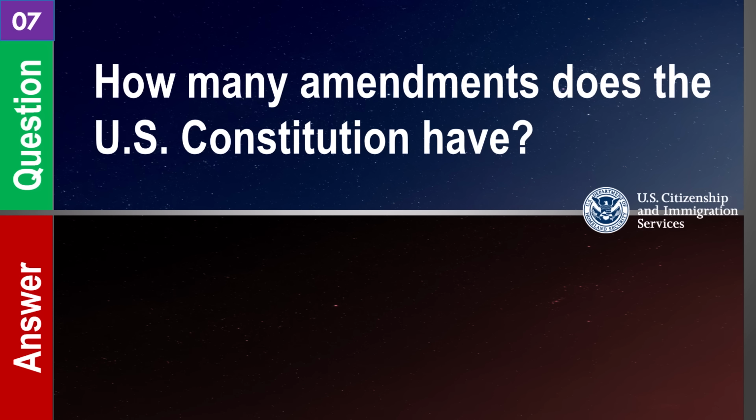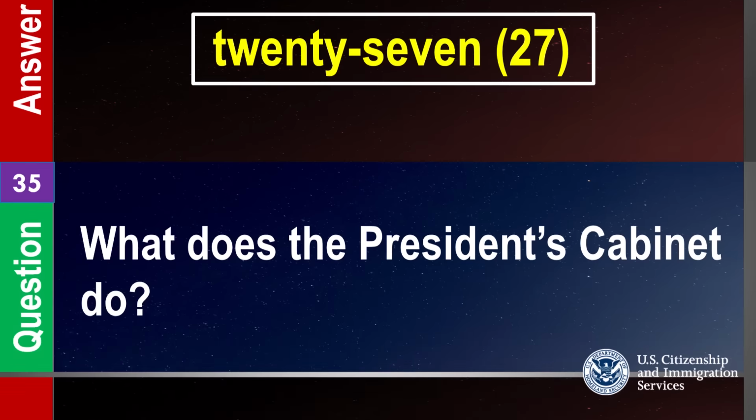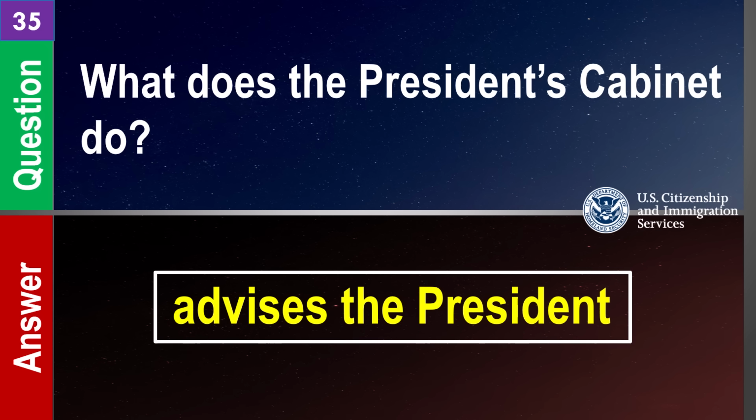How many amendments does the U.S. Constitution have? 27. What does the President's cabinet do? Advises the President.